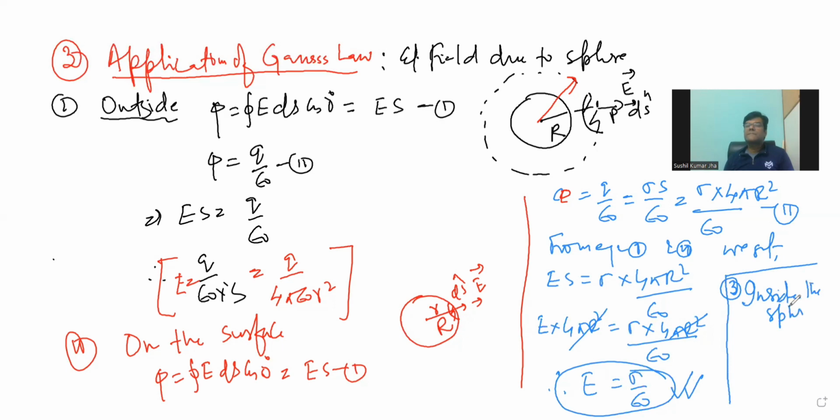So far, the third case is concerned, on the surface, inside the sphere. When we talk about inside the sphere, because Q is not possible inside the sphere. On the surface, charge is fine, but inside any sphere, charge does not exist, and therefore field is also not existing. And that way, we take electric field inside 0.